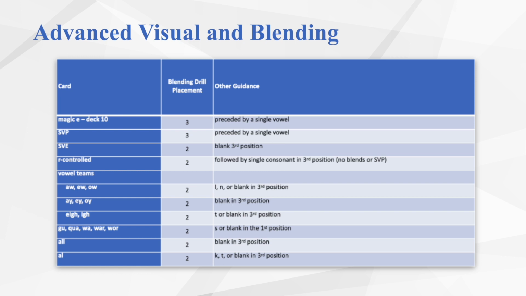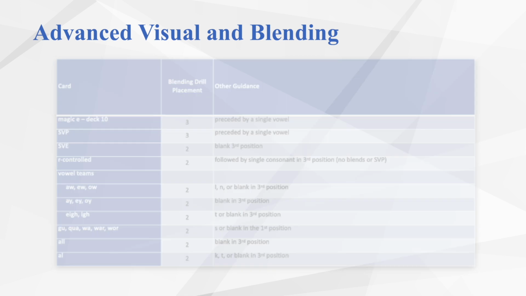The first column is either the category of cards or the front of the card. Column 2 tells you where to place the card in the blending drill. Column 3 provides other guidance. So finding the card AW, 6th row, the AW card is placed in the 2nd position for blending, and the card in the 3rd position is covered unless it is an L or N.